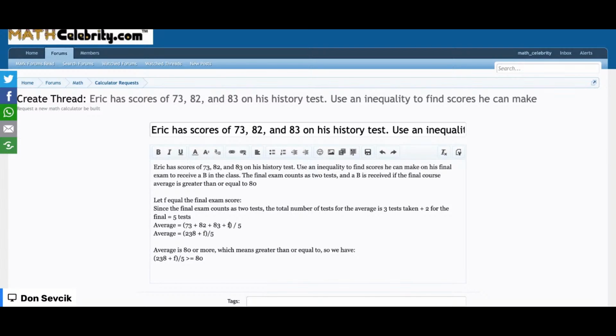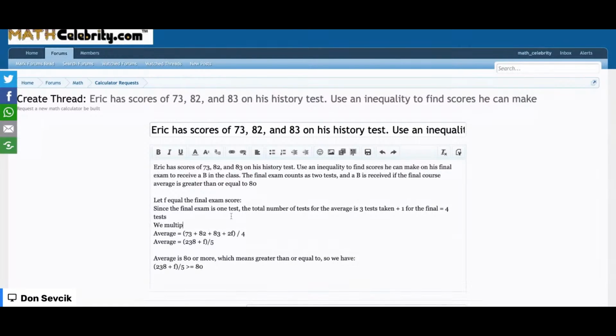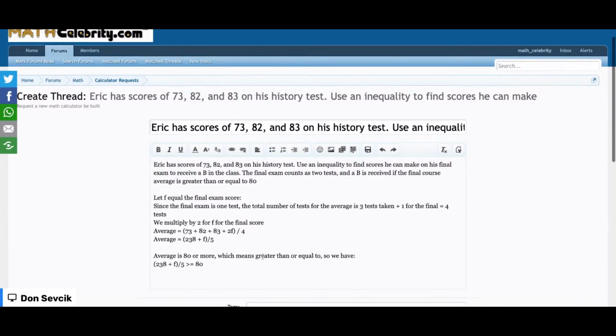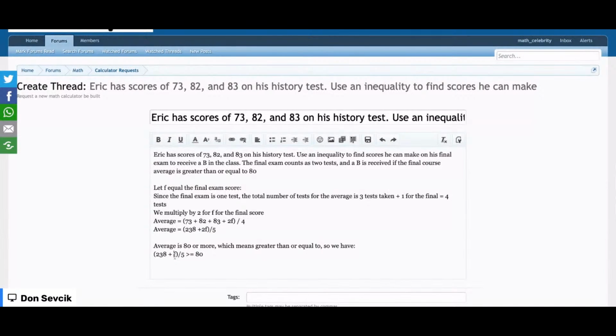See the final, I'm not sure if they, oh, I see. They're going to double the score. I think I know what they're doing. They're weighting the final average. The total number of tests. So since the final exam is 1 test, 3 plus 1 is 4, multiply by 2 for F for the final score. Okay, so we've got 238 plus 2F. This should be 2F. This was worded kind of confusing. Divided by 4 is greater than or equal to 80.